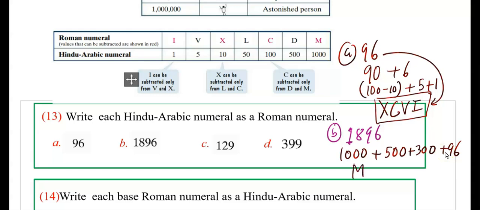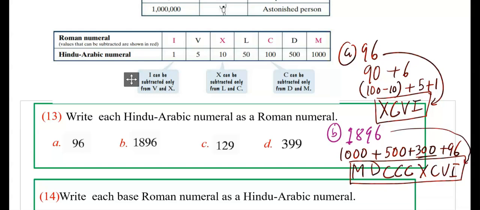1000 is going to be M, 500 is going to be D, 300 is going to be CCC. Notice that we don't have a symbol for just 300, but we can write 300 by repeating C 3 times, correct? 96, we already have it, XCVI. But this whole Roman numeral equals 1896. For part C, you finish yourself. I'm going to put the answer. C is going to be CXXIX. Okay, makes sense?